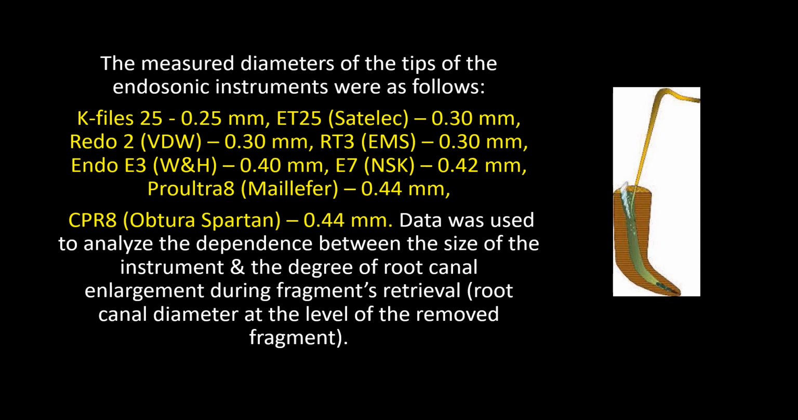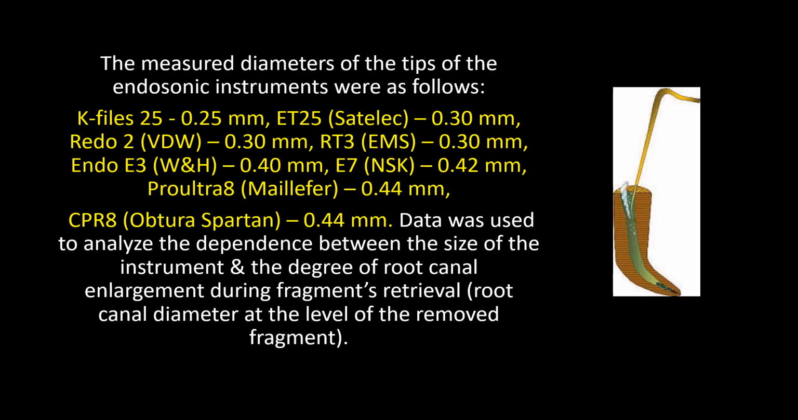K file 25 is 0.25 mm, ET25, Satelec, is 0.30 mm, Redo 2, VDW, is 0.30 mm, RT3, EMS, is 0.30 mm, Endo E3, W&H, is 0.40 mm, E7, NSK, is 0.42 mm. Pro Ultra 8, Maillefer, is 0.44 mm. CPR 8, Obtura Spartan, is 0.44 mm.